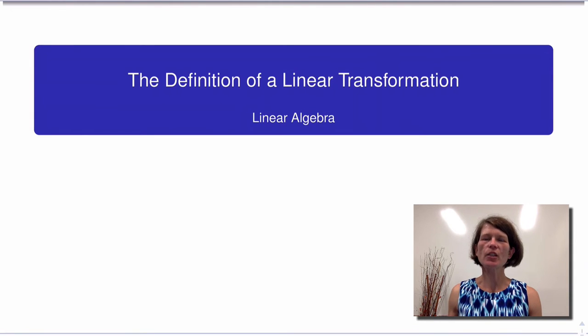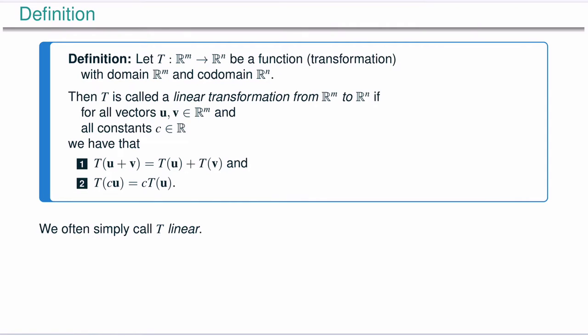Let's learn about the definition of a linear transformation. A function T from R^m to R^n is called a linear transformation from R^m to R^n if for all vectors u and v in the domain R^m of the function and all constants c, you can compute T of u plus v simply by taking T of u and adding to it T of v. And similarly, you can compute T of a constant c times u as the constant times T of u.